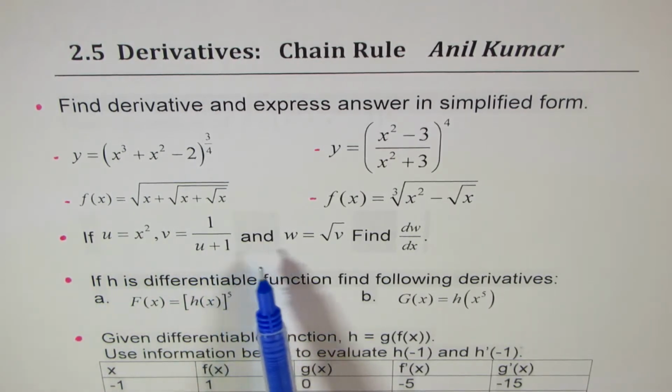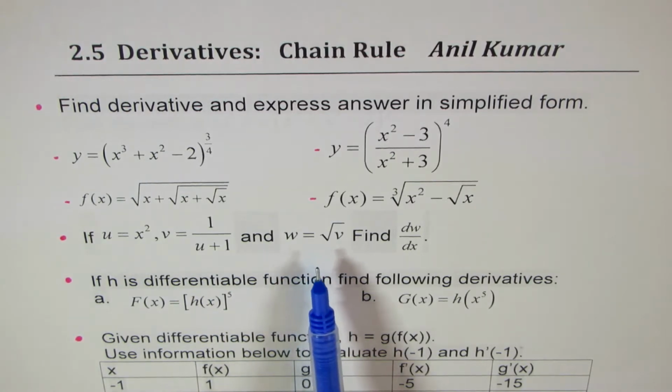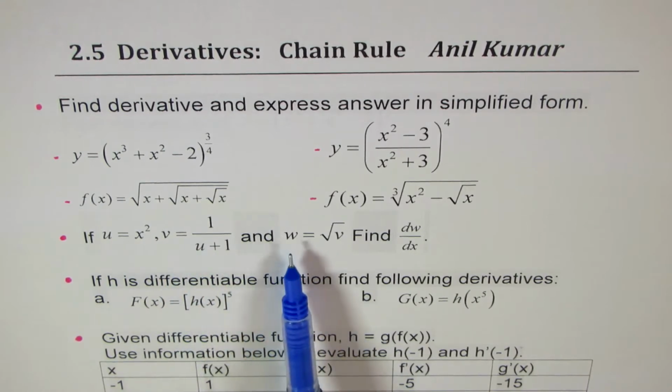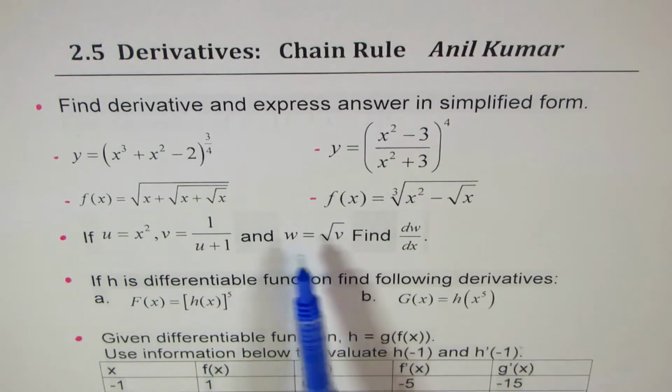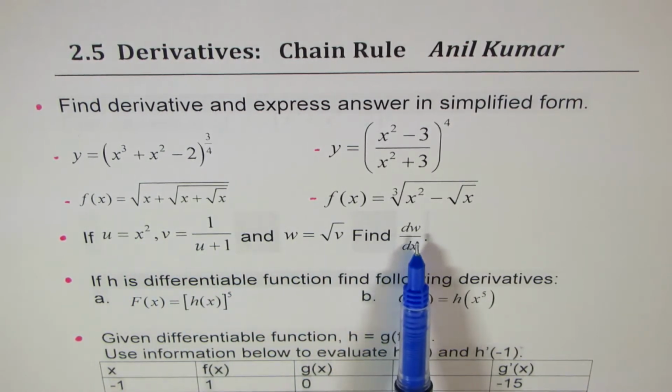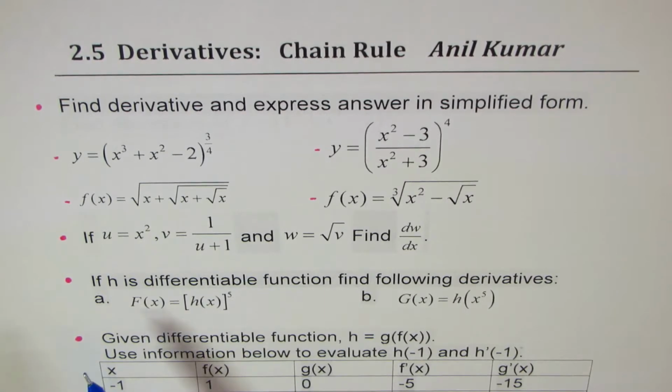Question number 2 here is, if u equals x squared, v equals 1 over u plus 1 and w equals square root of v, find dw dx. So we have linked u, v and w, formed a composite function w in terms of x, and you need to find its derivative.